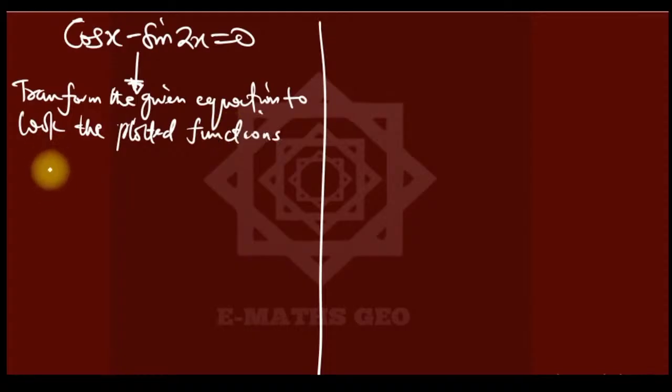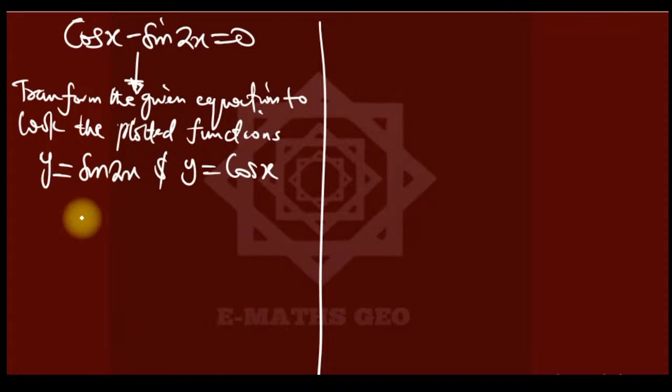So if you notice, the graph we plotted y equal to sine 2x and y equal to cos x. So we're going to transform this to look like these two graphs. So let's start. We have cos x minus sine 2x equal to 0. So moving this to the other side, we have cos x equal to sine 2x.